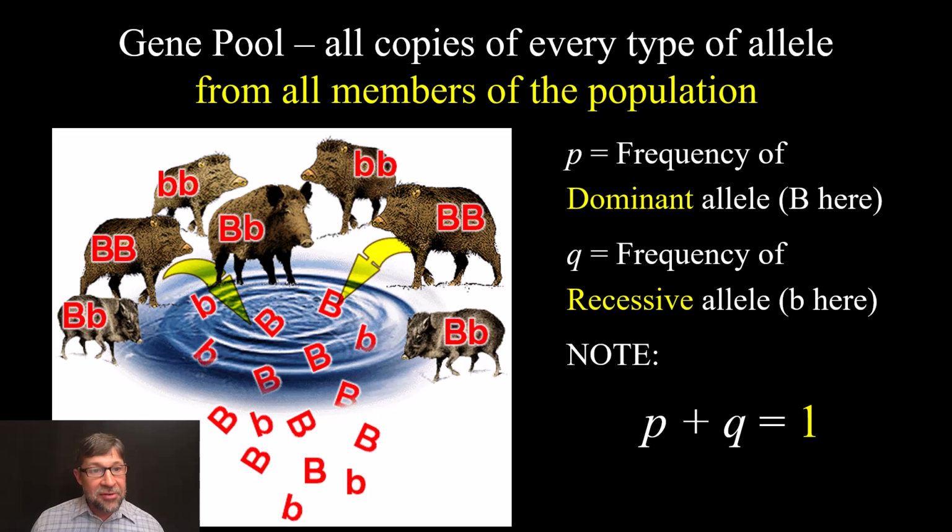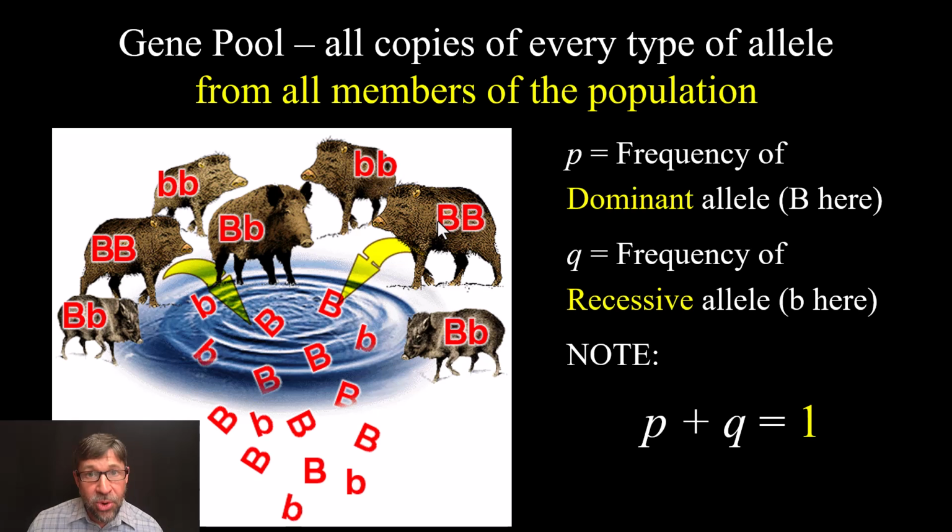So say you have a herd of javelina, that's a species we know very well here in Phoenix, and each javelina has a genotype composed of two alleles for this particular gene. If you take all of those alleles, all of those B's, and you dump them into a little Mr. Turtle pool, that is your gene pool.